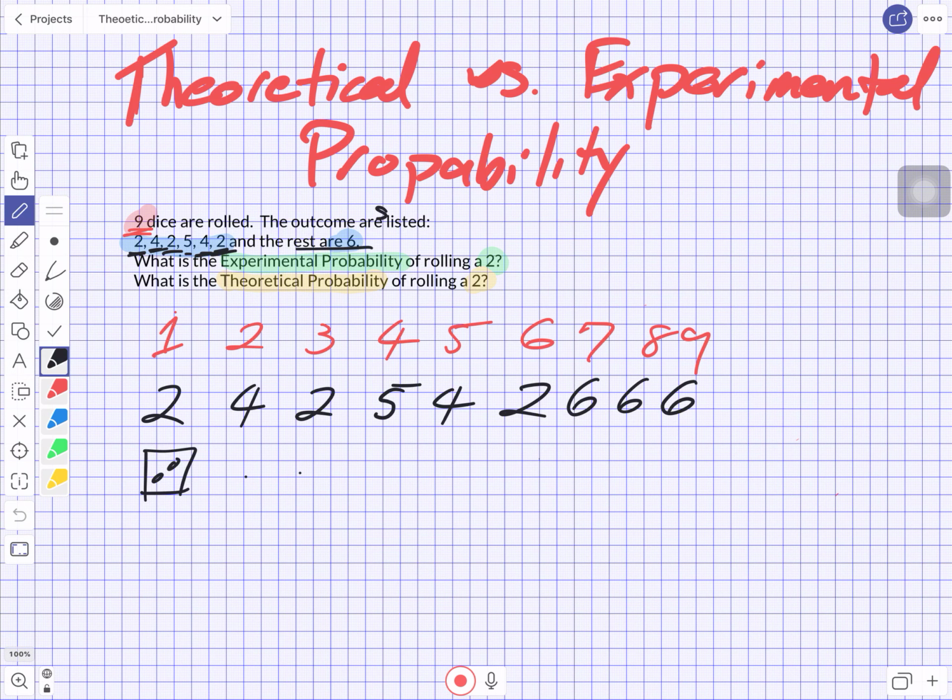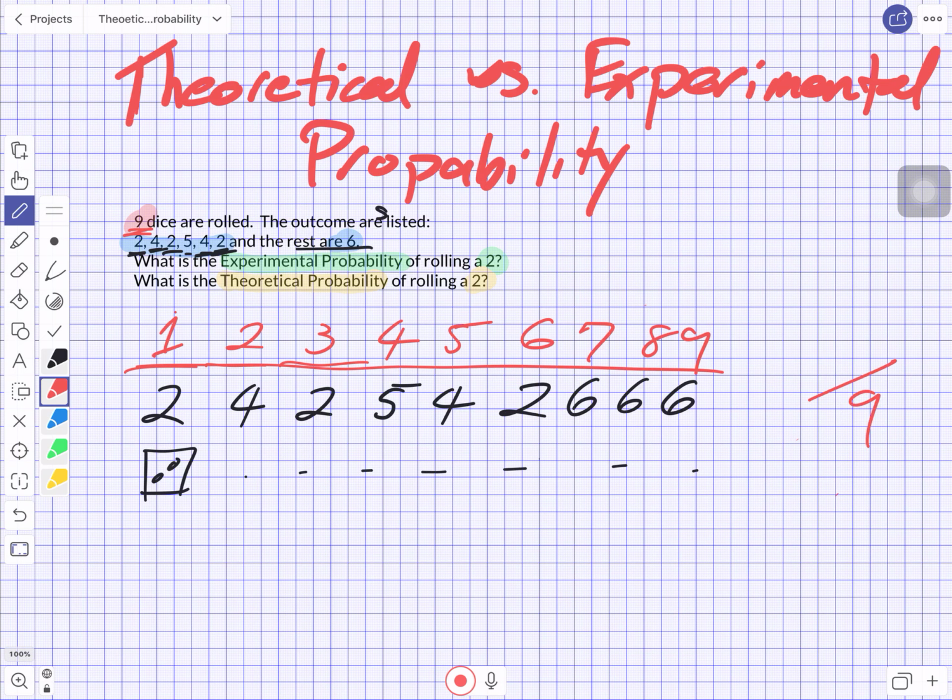So there you go. I could draw out all of the faces of the dice there, but those are the numeric values. So that's what's really important here. And again, these just represent the 9 dice that were rolled. This is our experiment. So in order to figure out our experiment, we have to figure out how many times we conducted the experiment.